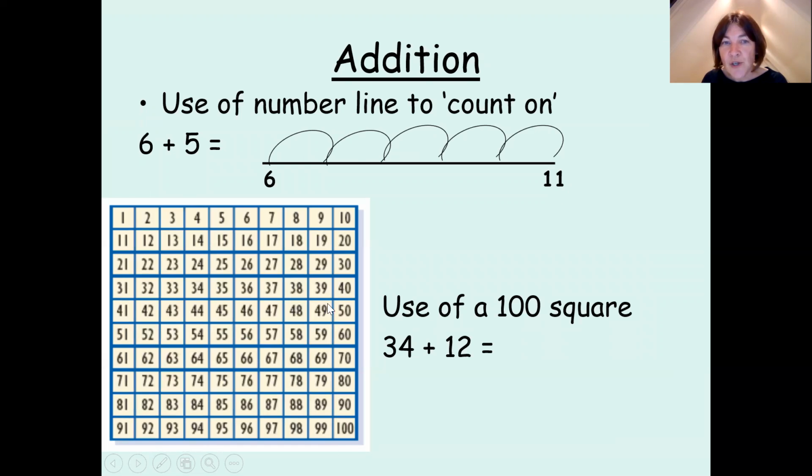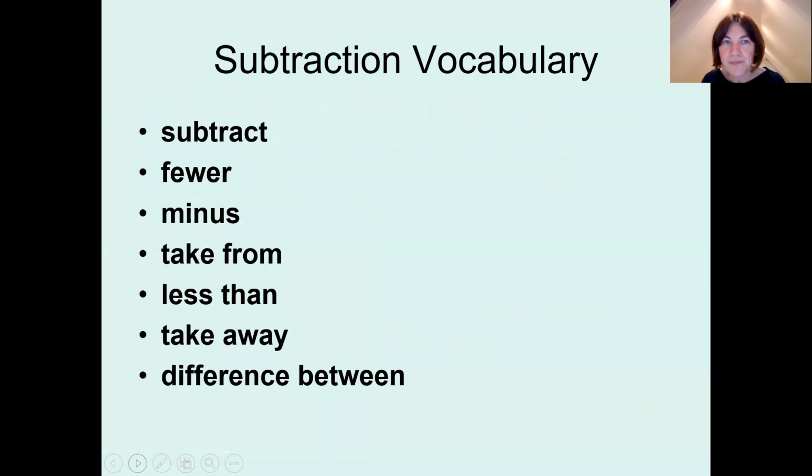And then in year 2, we might be using a 100 square, which is brilliant because we can count across in ones and we count down in tens. And in year 2, we do a lot of counting, starting from a number like 4 and counting in 10. So 4, 14, 24, 34. So they get used to counting in those steps of 10, which really helps them with their addition and subtraction.